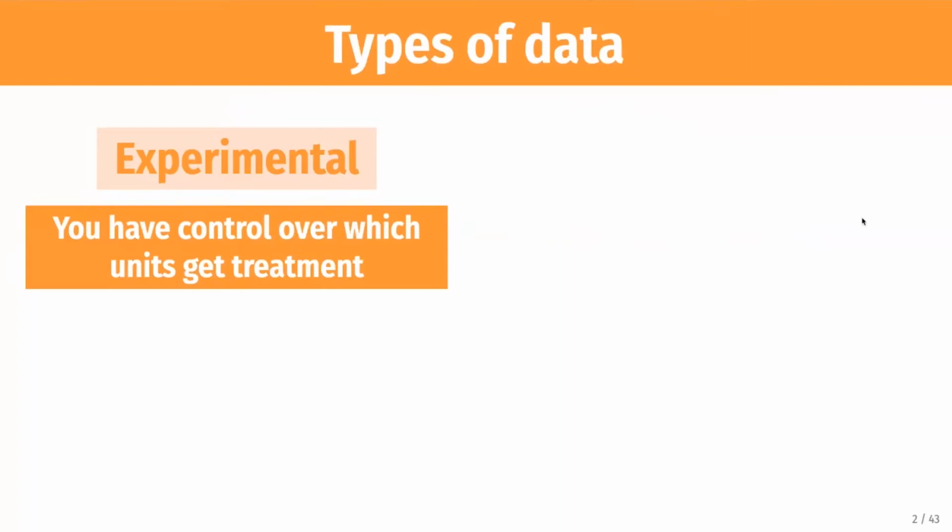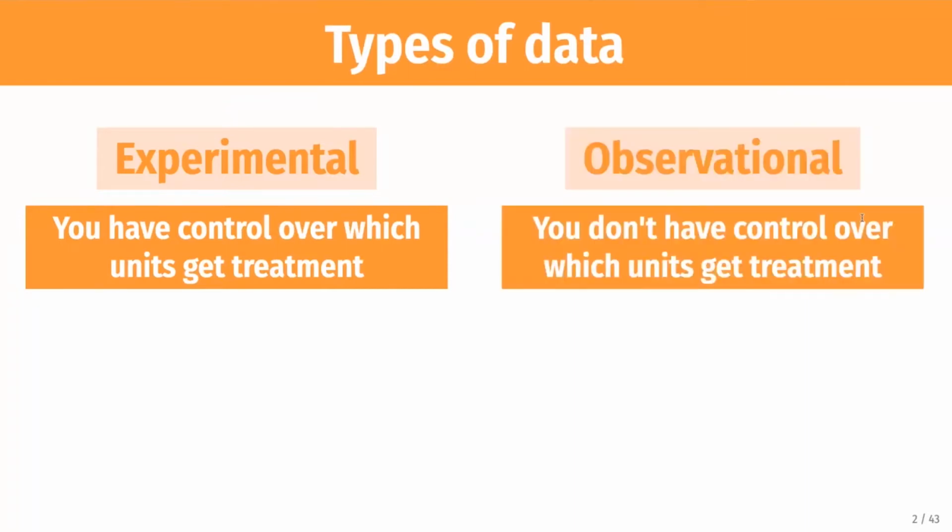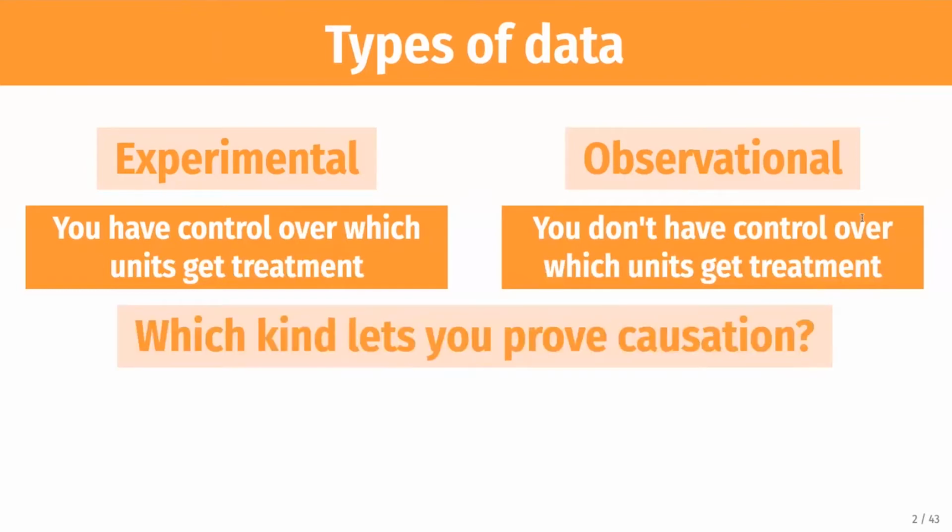Does it boost incomes? There's also observational data, which is data that is collected after the fact, after you have a program that's been implemented. You don't have control over which units get the treatment. You don't have control over who gets to sign up for the program, over who stays with the program. It's after the program has been rolled out, then you get to look at it and see if it had an effect. So my question for all of you is, which of these kinds lets you prove causation? Go ahead and in the chat, tell me which you think proves causation.